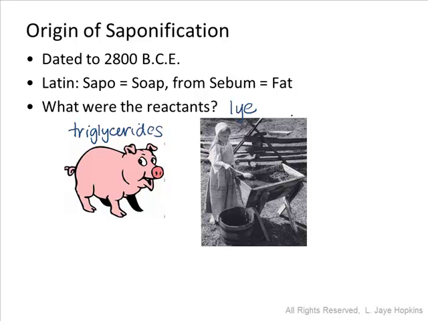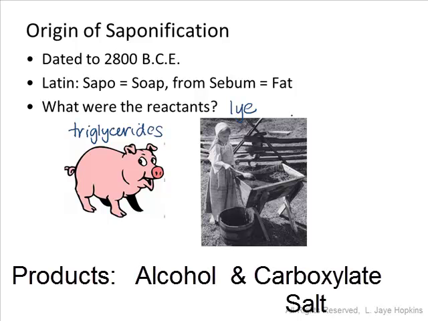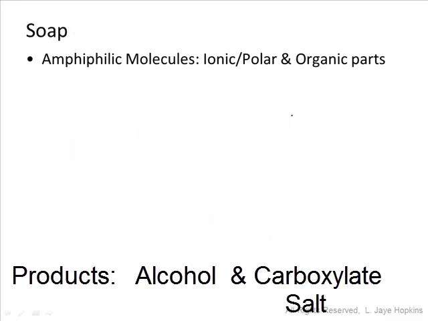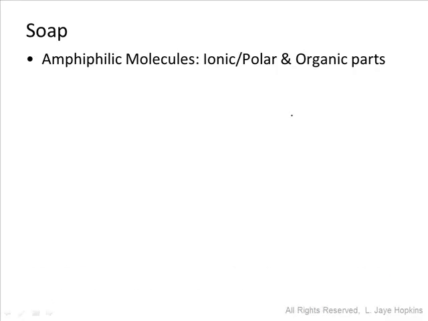Well, the answer has to do with one of the products of saponification. We already said that it produces both an alcohol and a carboxylate salt. Well, a carboxylate salt is an example of what's called an amphiphilic molecule. It's a molecule that contains 2 parts.